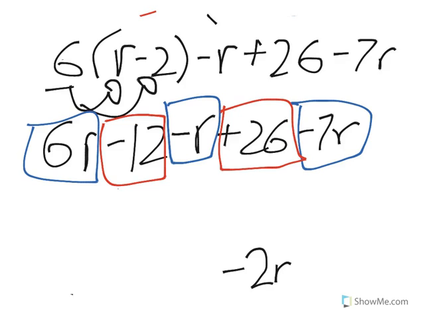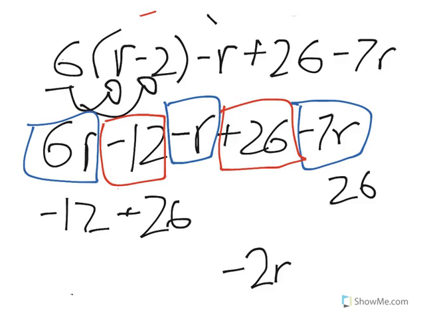So now we want to bring down all of our constant integers, and so we've got negative 12 plus 26, and of course integer rules make this a bit trickier. 26 minus 12, due to our integer rules, 4, 1, leaves us with 14. So now we've got our 14. We're just going to keep that, and the answer actually ends up being 14 minus 2r.